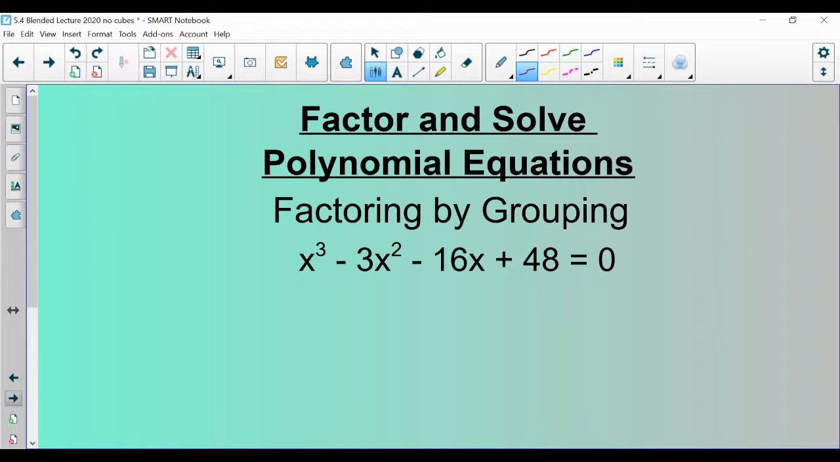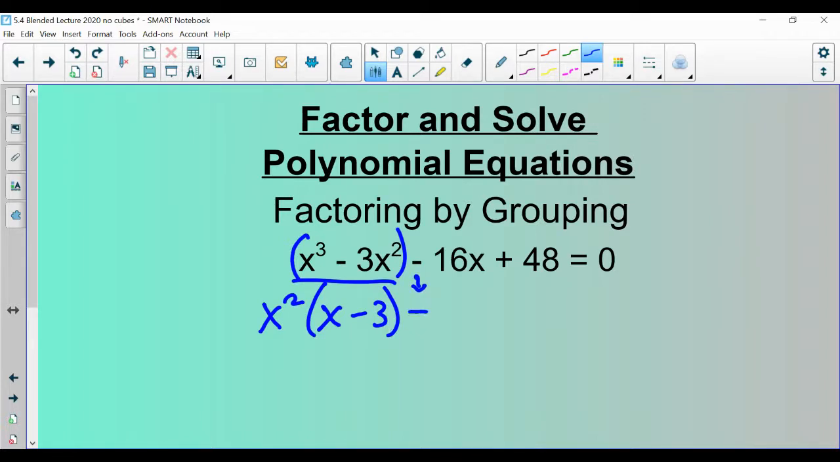Why don't you guys go ahead and try this one. This one is set equal to 0, so we're going to actually try to solve it, but the process should work out the exact same way at the beginning. So pause it, try it, push play when you're ready. I'm going to group the first two together. They have an x squared in common, and when I factor out an x squared, I'd be left with x subtract 3.